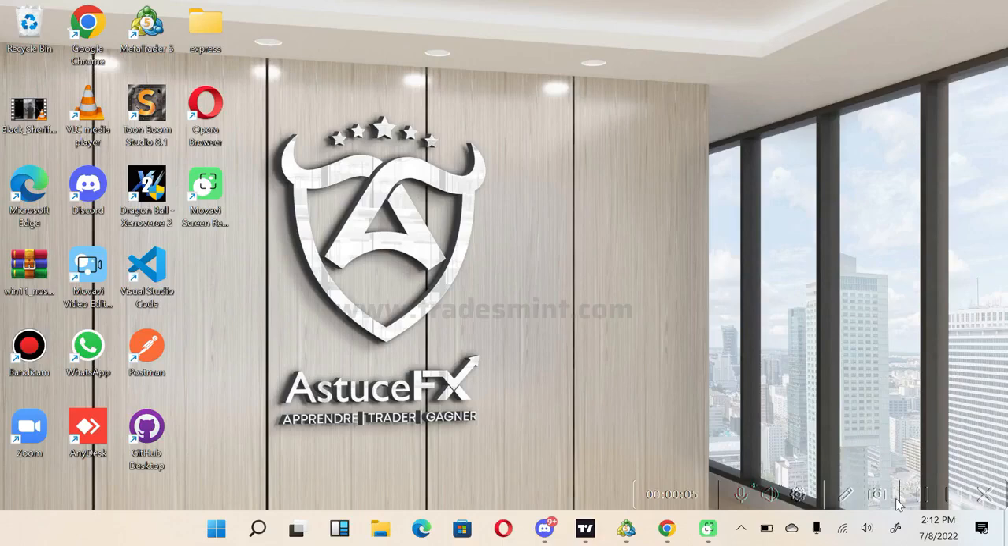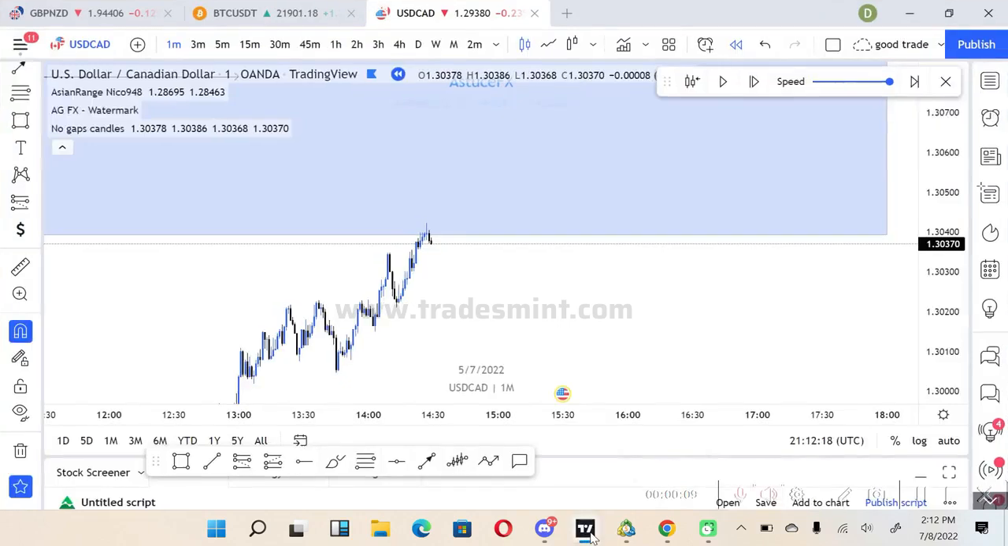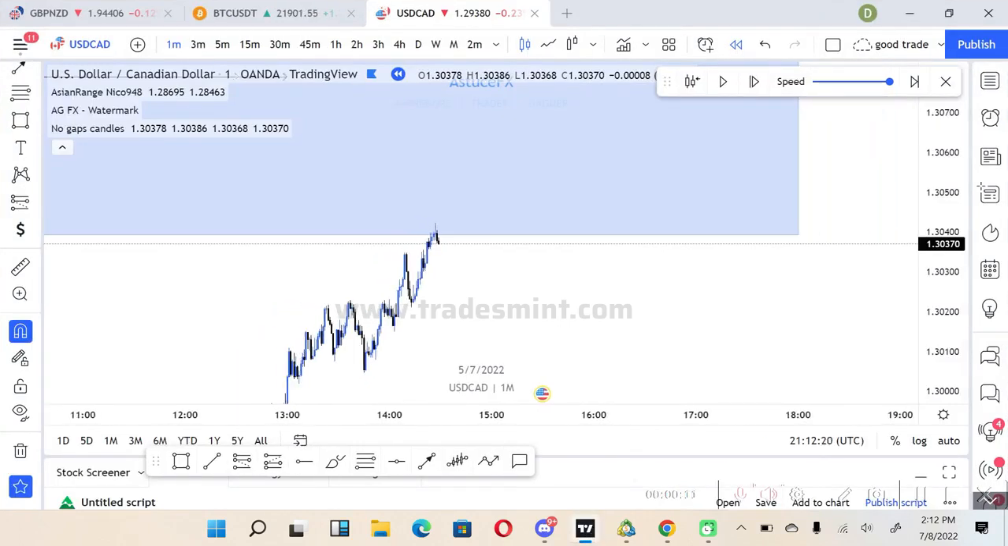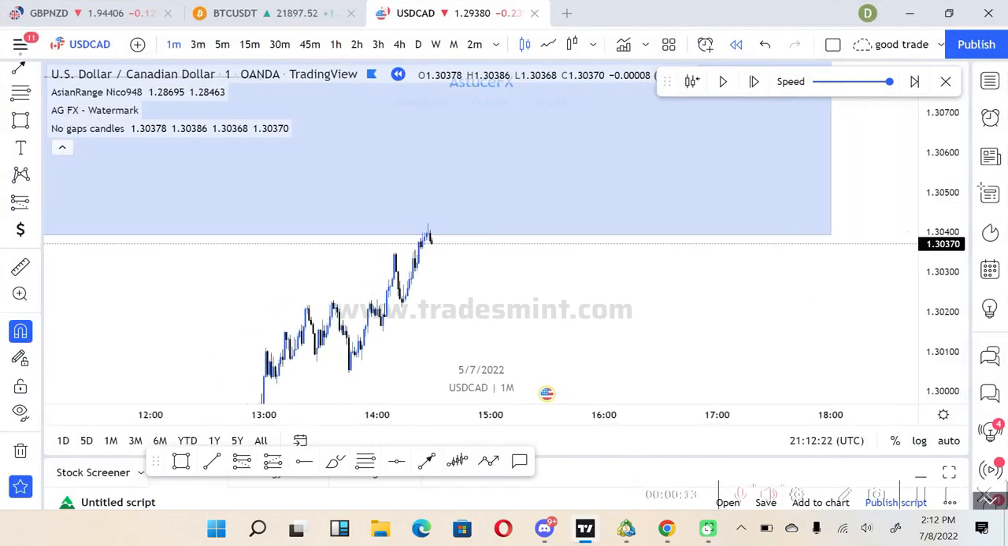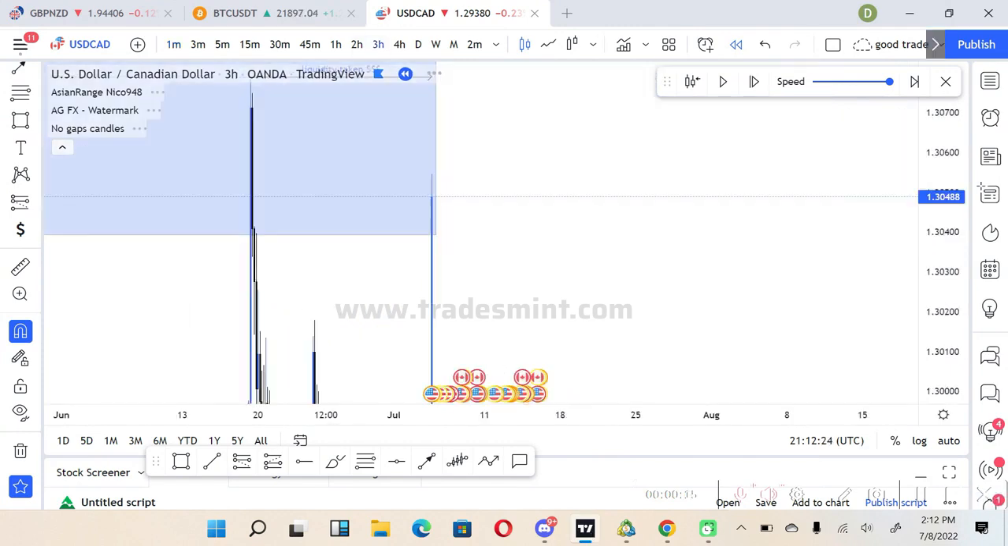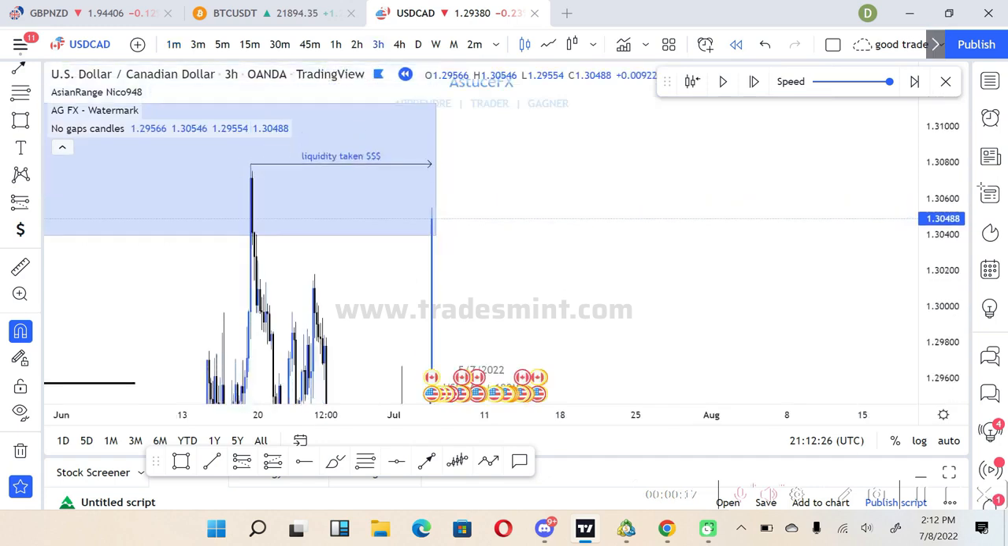Okay, in this video I'm going to be backtesting. I'll open TradingView. Okay, now I'm on USD CAD. I'll try to backtest. This backtest is going to be on a lower time frame.